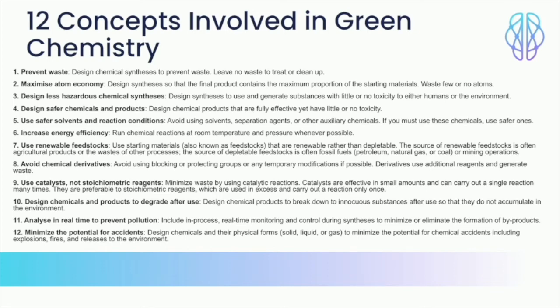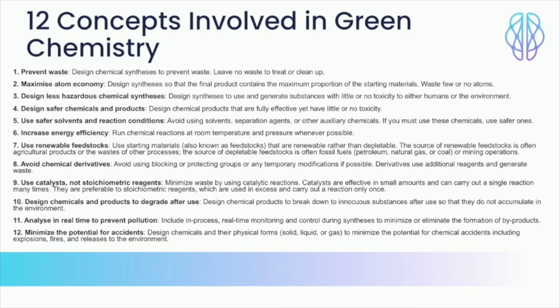So having data on all of those things is quite important. Number 12 is minimizing the potential for accidents. So accidents such as explosions, fires, releases to the environment such as an oil spill. So you can talk about all these 3 things. Our chemical synthesis pathway can ultimately be modified to minimize this potential for accidents.